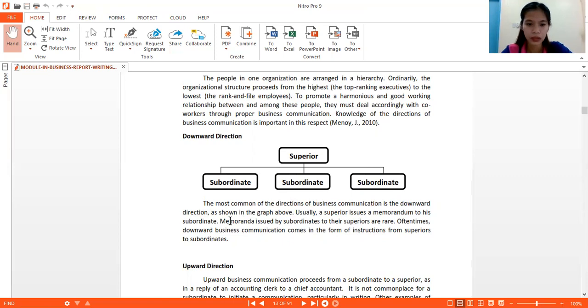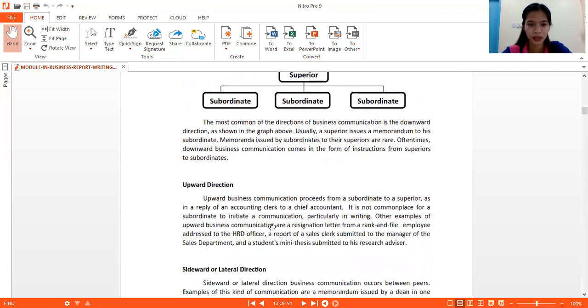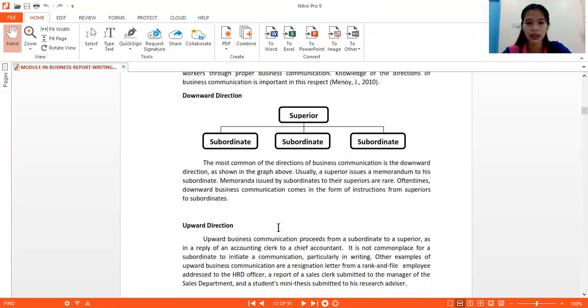Now, usually a superior issues a memorandum to his subordinate. Memoranda issued by subordinates to their superiors are rare. So, sabi daw, ang usually naman talagang nagbibigay ng memo ay ang superiors. Madalang na ang magbibigay ng memo sa superiors ay ang subordinate. Next, pababa po yun from manager to the employee.